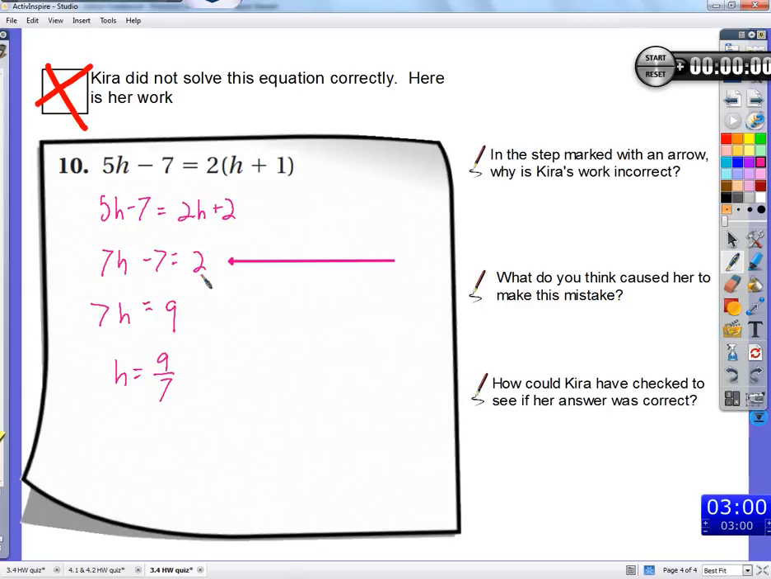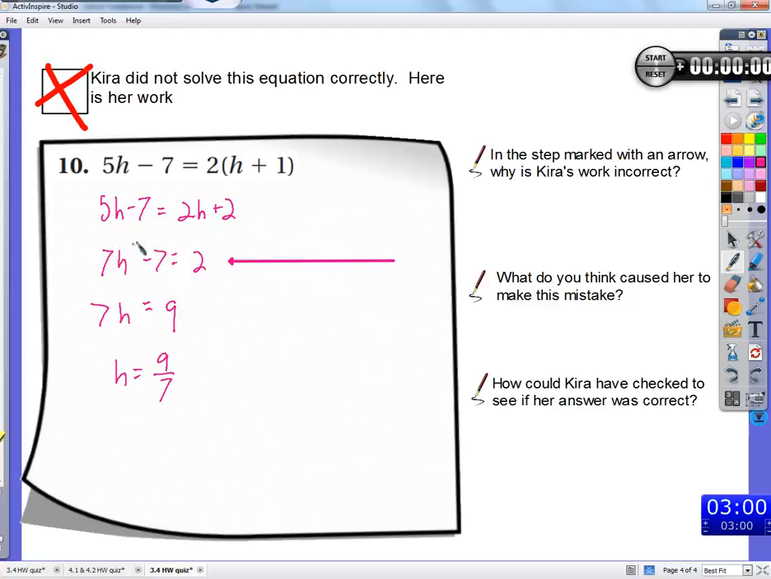Instead of the numbers of 2H, she actually added 2H on the side. She added 2H to 5H to get 7H? Oh, yeah. So here she added 2H to get 7H. You don't have to add 2H to 5H to get 7H. On this side, the 2H is gone. But to get rid of that 2H, you would have to subtract 2H.